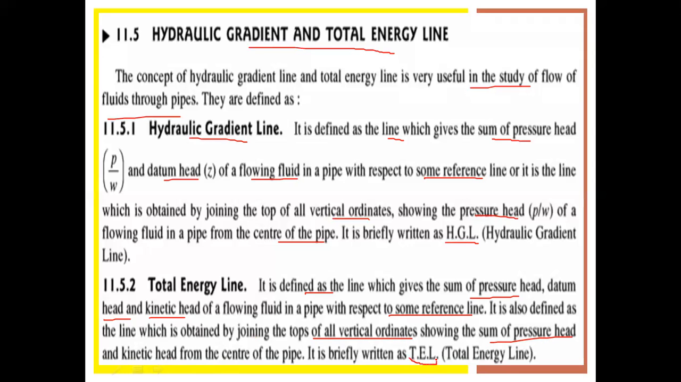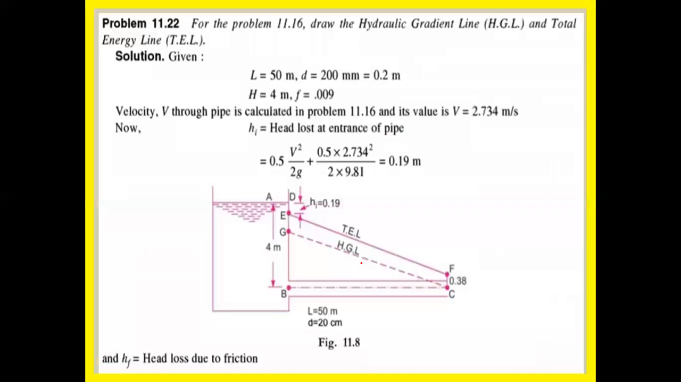So in the hydraulic gradient line there are only two: one is the pressure head, the other is the datum head. Whereas in the total energy line we have pressure head, datum head plus kinetic head with respect to some reference line. That is simply the total energy line. So with these things we will have some problems.